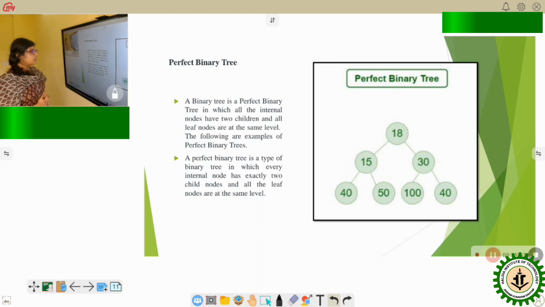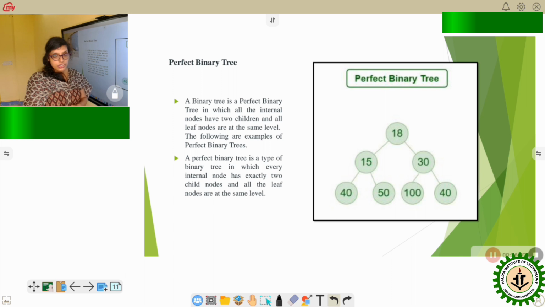A perfect binary tree is a type of binary tree in which every internal node has exactly two child nodes and all the leaf nodes are at the same level. Now another condition is added, all the leaf nodes are at the same level. What are the leaf nodes present here? 40, 50, 100 and 40. These are the leaf nodes present here and the condition is satisfied according to the definition.